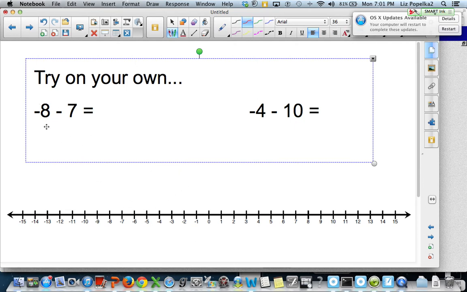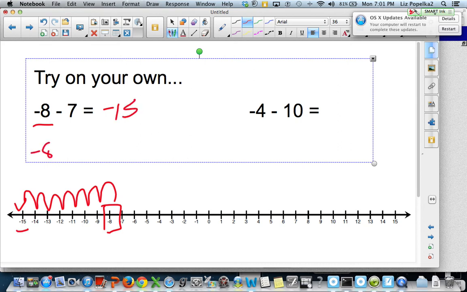I'm going to go ahead and start with this first one. So negative 8 is our first number. I'm going to start here at negative 8. Minus 7 means I travel in the negative direction. So 1, 2, 3, 4, 5, 6, and 7. That's going to give me negative 15, which, funny enough, is the same thing as negative 8 plus a negative 7. Same sign, keep and add. Negative 8 plus negative 7 is negative 15.